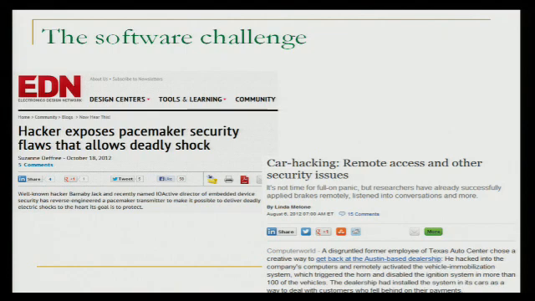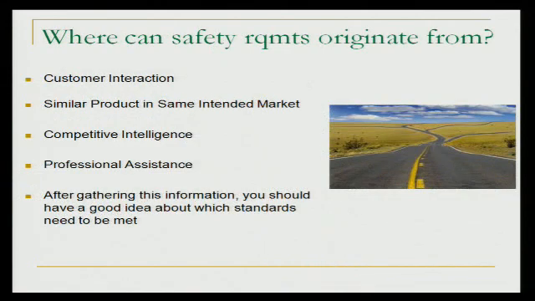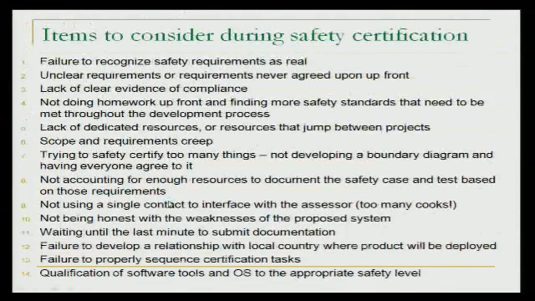So these challenges are everywhere, and we have to be able to respond to them. Now, a lot of safety requirements come from different sources. One is by talking to the customer, and looking at what similar products have in the marketplace. The requirements engineer should be knowledgeable enough to go off and know that. Competitive intelligence, professional assistance from these standards bodies. And then once you have all that, you should have a good start at putting these things together.